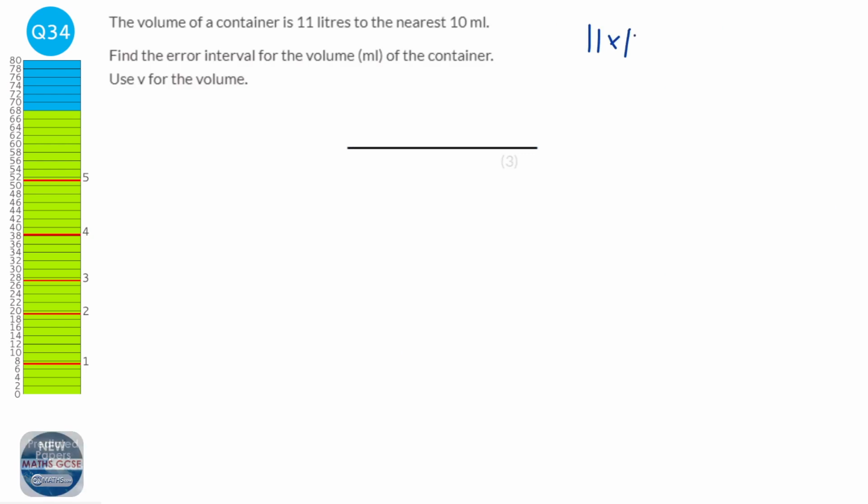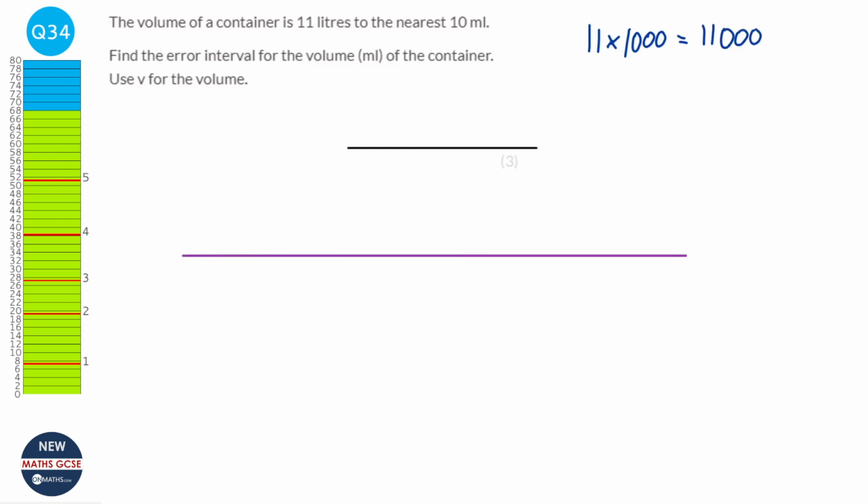So we're going to first of all convert the 11 litres into millilitres. So we're going to do 11 times 1,000, which would be 11,000. Okay, so we're going to just draw a line, like a number line. And we're going to have the 11,000 in the middle. Now, what would be the next one down if we're looking at to the nearest 10 mil? So we're going to add a 10 mil on, which will be 11,010, and we're going to take the 10 mil away. So 11,000 take away 10 mil will be 990.